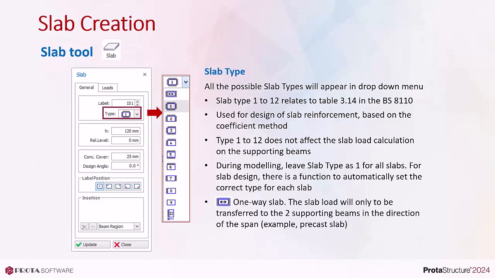One-way slab is a special type of slab. The slab load will be transferred to the two supporting beams only in the direction of the span, in contrast to all beams for Type 1 slab. One example is precast slabs. The direction of the one-way span must be specified in the design angle input box.